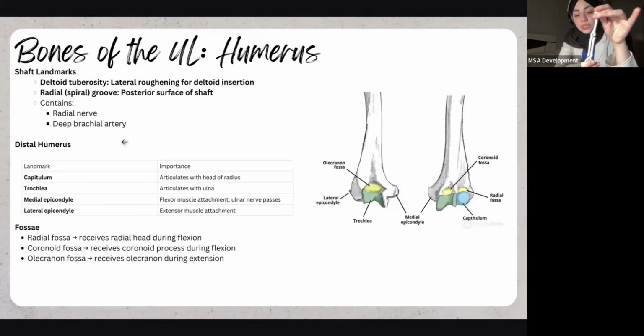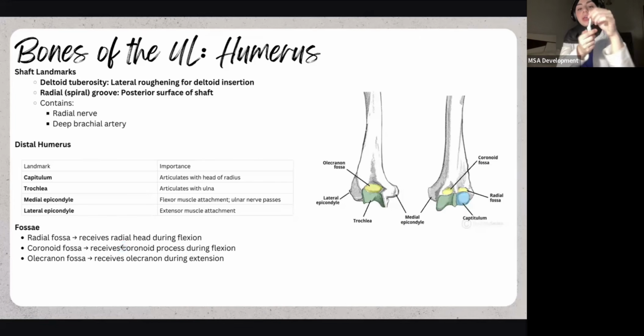Now, the radial groove, this is my arm like this. I want you to turn it posteriorly, and you're going to see just a line like this going, and this is going to be the radial groove. And it's important because the radial nerve and the deep brachial artery will be running through it, which means when I'm fracturing a certain part of the bone, I'm worrying about certain structures because they pass in these anatomical landmarks.